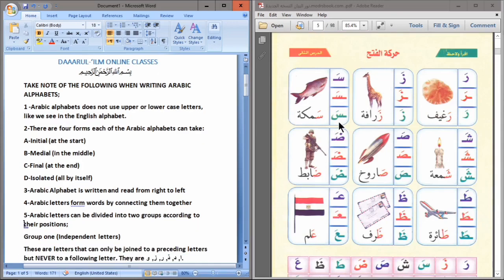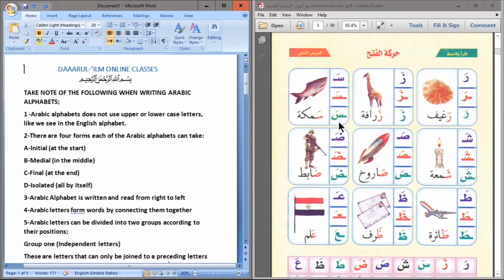Letter Ra, that is how Ra is being written. So this is letter Ra. Ra at the beginning looks like this. Ra in the middle and at the end look like this. And Ra, when it is standing all by itself, it looks like this. Same thing also is applicable to Zai. Zai at the beginning, Zai in the middle and at the end, and Zai when it is all by itself.